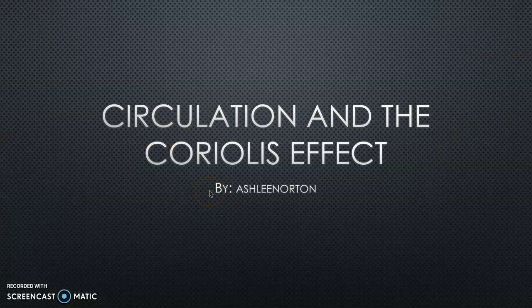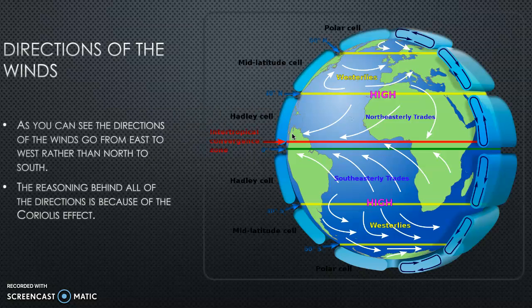This is my 5-image story about circulation and the Coriolis effect. So the directions of the wind, as you can see, go from east to west rather than north to south. The reasoning behind all the directions is because of the Coriolis effect, which is in the next slide.